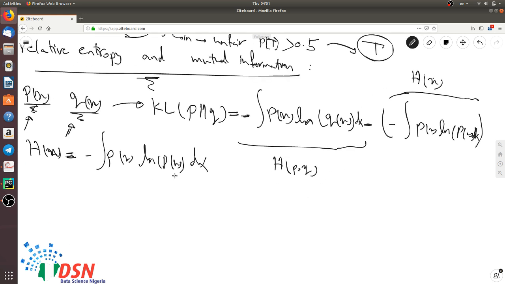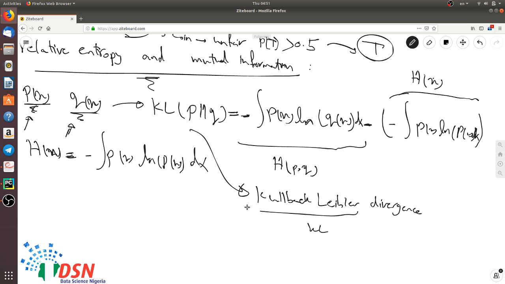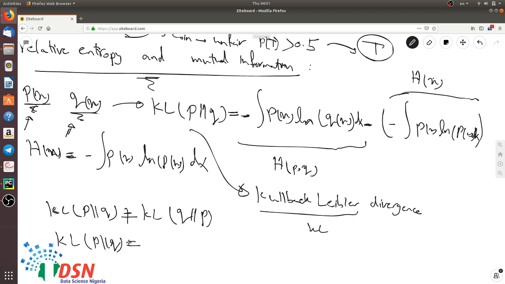Okay, and we call the KL as Kullback-Leibler divergence, or in short KL divergence. And you should note that it is not symmetrical, so the KL of P and Q is not equal to KL of Q and P. And one of the nice properties of KL is that the KL of P and Q is 0 if and only if P of X and Q of X are equal.